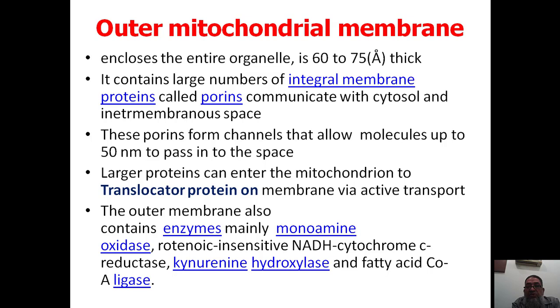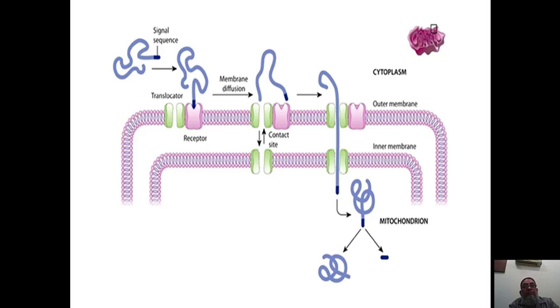So they will help in transport of the various molecules from the cytosol to inside the mitochondria, and also the fatty acid metabolism, various coenzyme A and many others. So these enzymes are located in the outer mitochondrial membrane. Monoamine oxidase, retinoid insensitive NADH cytochrome C reductase, carnitine hydroxylase and fatty acid CoA ligase. These are a few examples of enzymes present in the outer mitochondrial membrane.